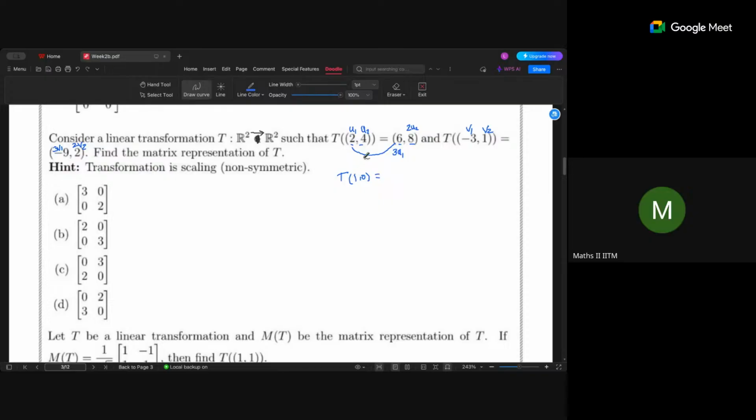The first coordinate should map to 3 times the coordinate, so it should be 3 comma, and the second is 2 times that. It's a 0 component, so it's 0. And similarly, T of (0, 1): when we multiply anything with 0, it's just 0, and the second component should be multiplied with 2. So it's 3 0 and 0 2, right? So 3 0 0 2, this is the answer here.